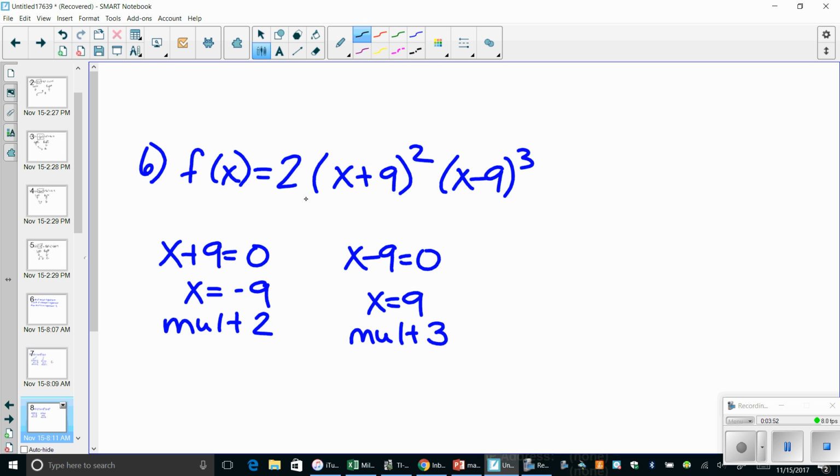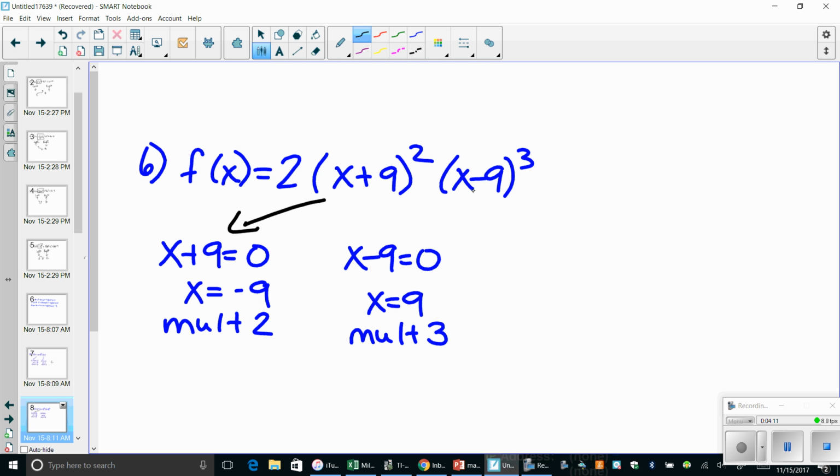Number 6. Again, it's already factored. You don't have to worry about the 2 when you're trying to solve for zeros because there's no x attached to it. So if there was an x up here, then I'd want to set it equal to 0. But if there's not an x, you don't have to worry about that. So I would set this factor, x plus 9 equal to 0, and solve it. And I get x is negative 9. That has a multiplicity of 2.